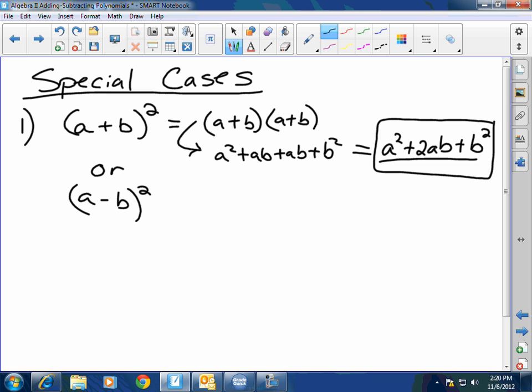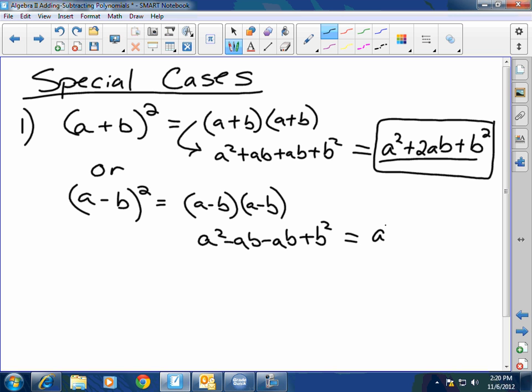Same thing here, okay? This equals a minus b times a minus b. So this is going to be a times a, which is a squared, minus ab plus b squared. So when it's a perfect square binomial, but it's a subtraction, it's going to be the first term squared minus 2 times the first times the second term plus the second term squared.